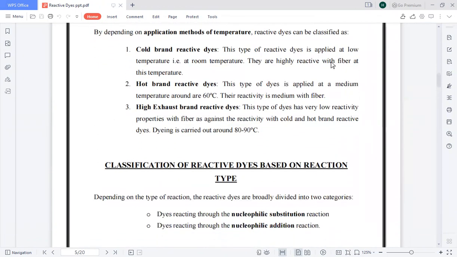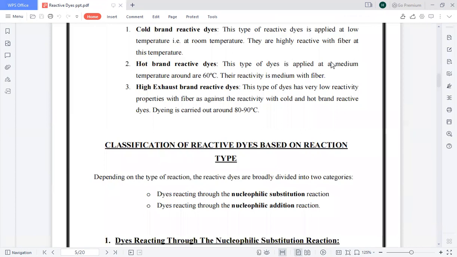So again, depending on application methods of temperature, reactive dyes are also classified into three classes. First one is the cold brand reactive dye. This type of reactive dye is applied at low temperature and low alkali treatment, that is room temperature. They are highly reactive with fiber at this temperature. This includes the Procion M dyes that are dichlorotriazine dyes.